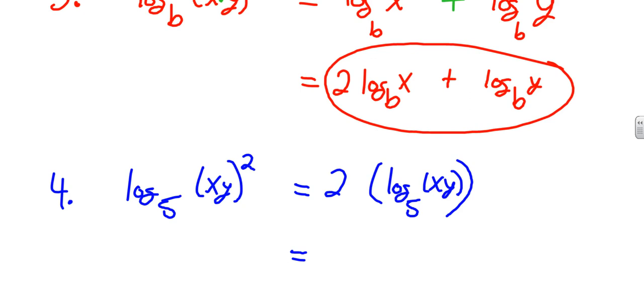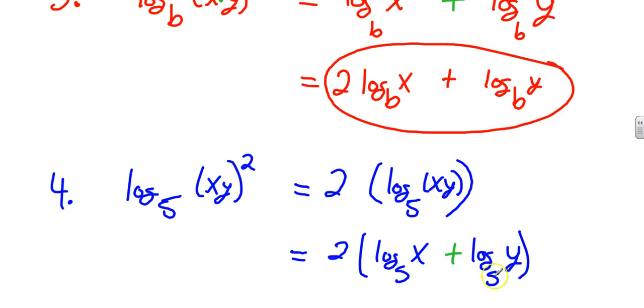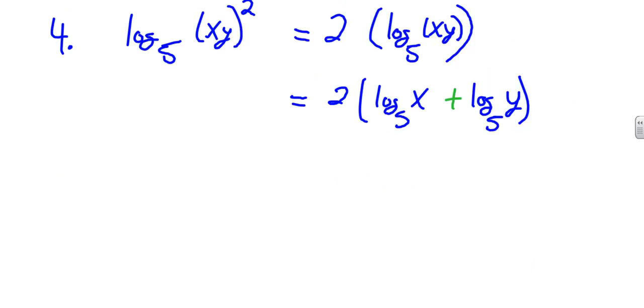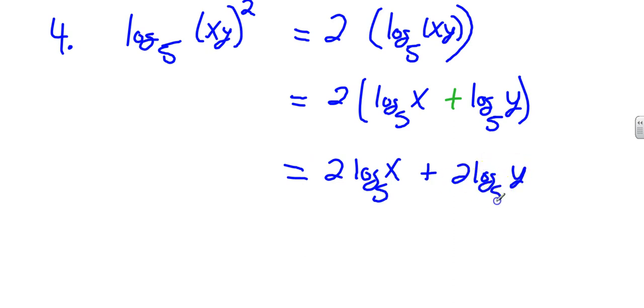Okay, and then now that you've got the multiplication, you could take that multiplication and break it up as a plus. So it would be 2 times the log of x plus the log of y. And you could also put the 2 in front of each one of those. So it could be 2 log of x and then 2 log of y. So either way should be okay.